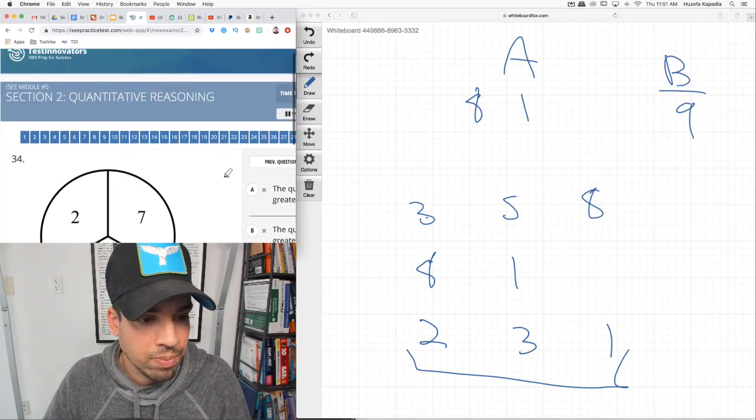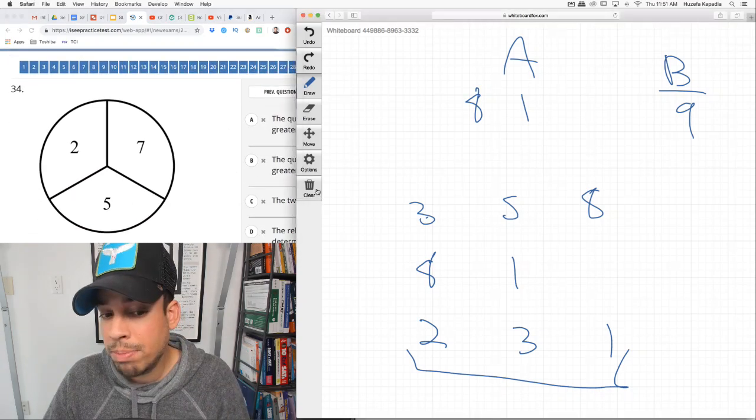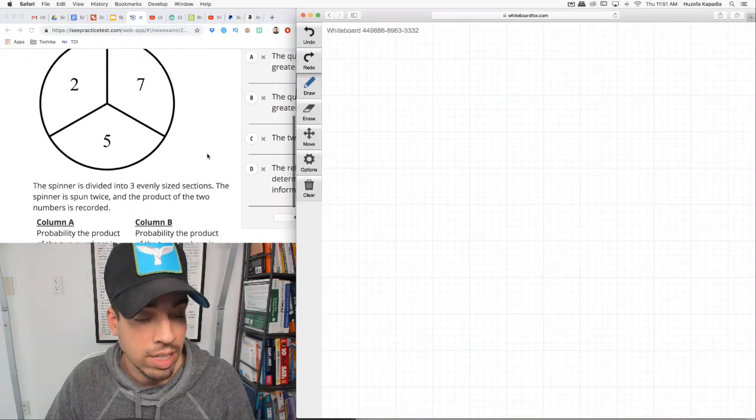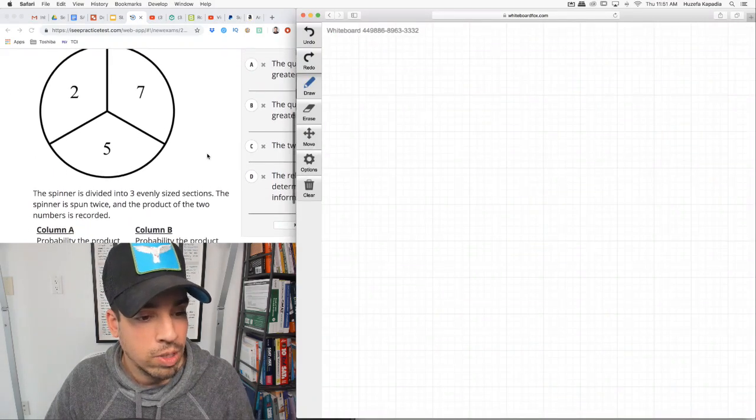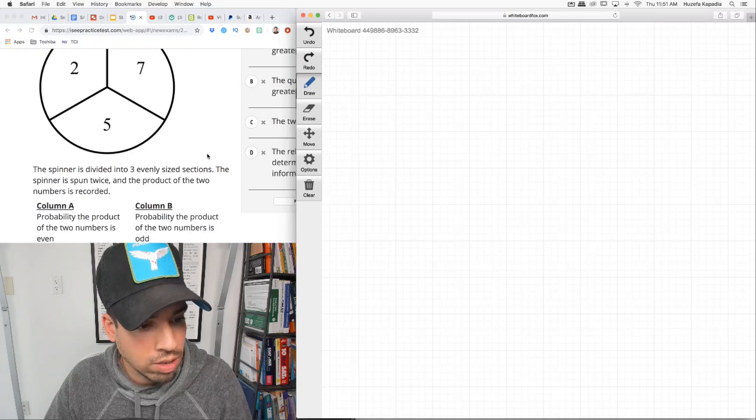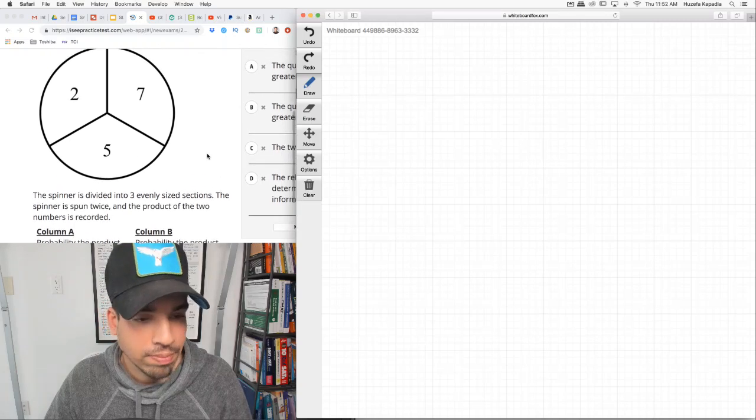Let's just see if they make that distinction. I think it would be a bad question if they do, because they should say he must have at least 1 of each, but they didn't. So that's my assumption. The spinner is divided in 3 sections. The spinner spun twice. Okay, the product of the 2 numbers is recorded. The probability of the product of the 2 numbers is even.